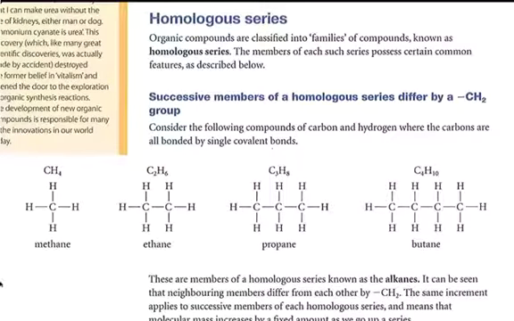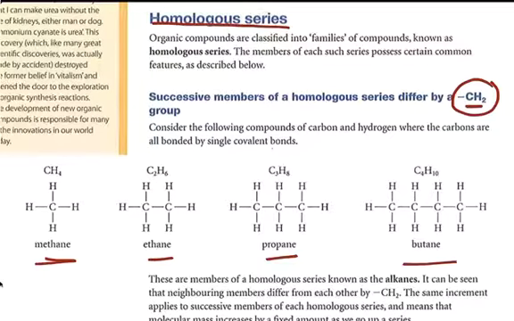So we're going to start our discussion looking at a homologous series. A homologous series means a series of carbon chains that increase by a CH2 group. They're successive members of a series. Notice some simple organic compounds to start: we have methane, ethane, propane, and butane.